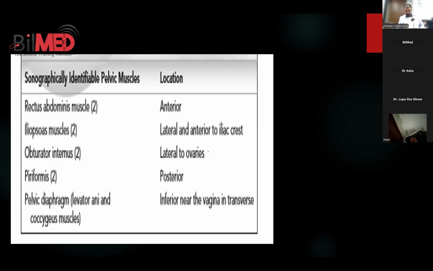Next is Dr. Vibha Singh. Dr. Vibha Singh is posting from Muzaffarpur. Dr. Vibha is asking, in a fluid-filled space, how will I differentiate between blood and pus?